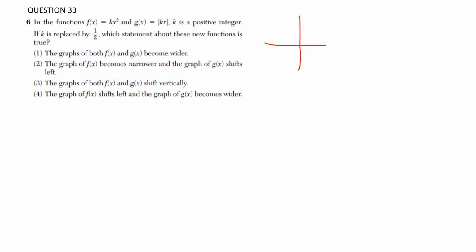So x squared would look something like this, but then 1/2 x squared, let me change the color, would look something more like that, right? It would get wider because the value of f of x wouldn't increase as fast as it would if the coefficient was 1.